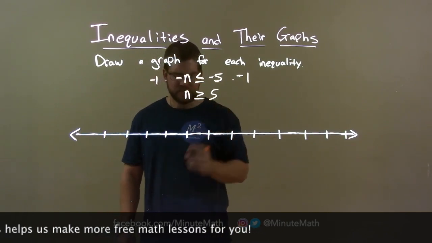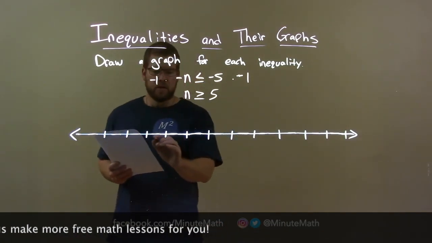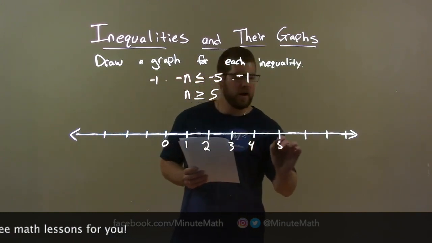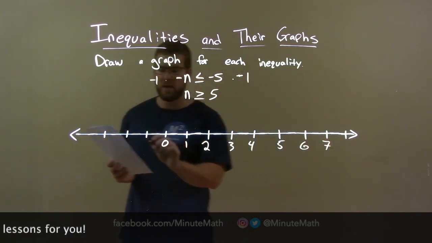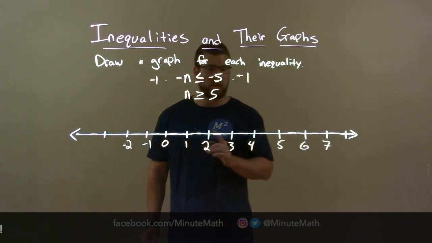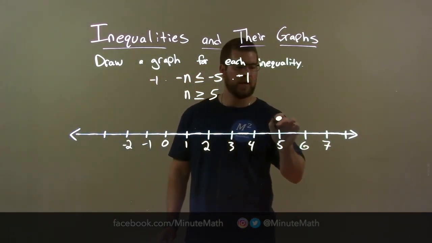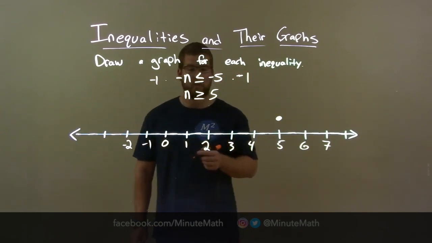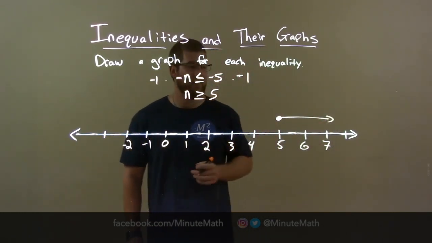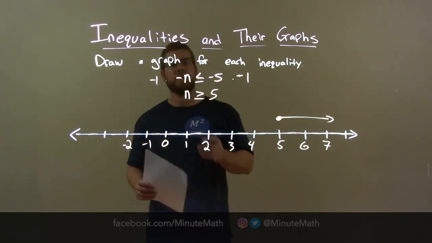Let's graph it. So let's put 0 here, 1, 2, let's get a number line going. 3, 4, 5, 6, 7, and -1, -2. Well, since n can equal 5, we put a closed circle right here at 5. N is also greater than 5, so we need to shade to the right. And there we have our graph that represents our original inequality.